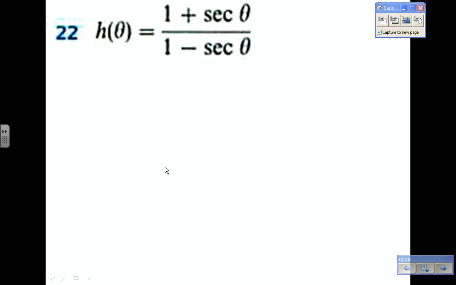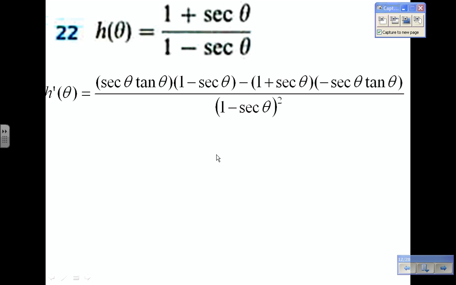So, 22 is where I'm starting. That is a theta. And just like we do with the cosine, we can do the same thing with the secant. You can do the quotient rule. When you do the quotient rule, don't forget the derivative of secant is secant tangent. I want you to write this down in case I ask you this question again.